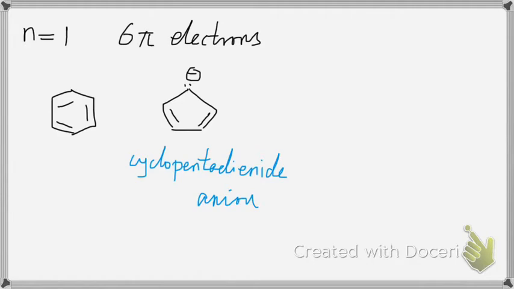So it satisfies all the requirements. It's planar, monocyclic, and it's fully conjugated. And how many pi electrons do we have? 6. We have 2 double bonds, that's 4 electrons. And we also have the negative charge, that's 1 lone pair on the 5th carbon. So we have a total of 6 pi electrons. And the cyclopentadienide is aromatic.